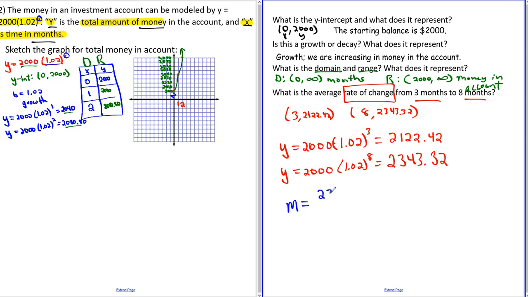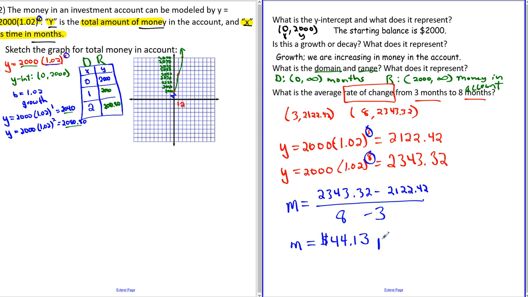So we're going to take the 2,343.32 and subtract from it the 2,122.42 and put that all over, of course, going from 8 to 3 on our x values. And then, of course, using that calculator to do all that work, which is what I do, I would press the fraction button, put the top stuff in on top, 2,122.42, and then put the bottom stuff on bottom. If again you don't know how to do this, this is where you would raise your hand and ask for help. I get 44.13, and this would be dollars per, what was our units for time? Months.